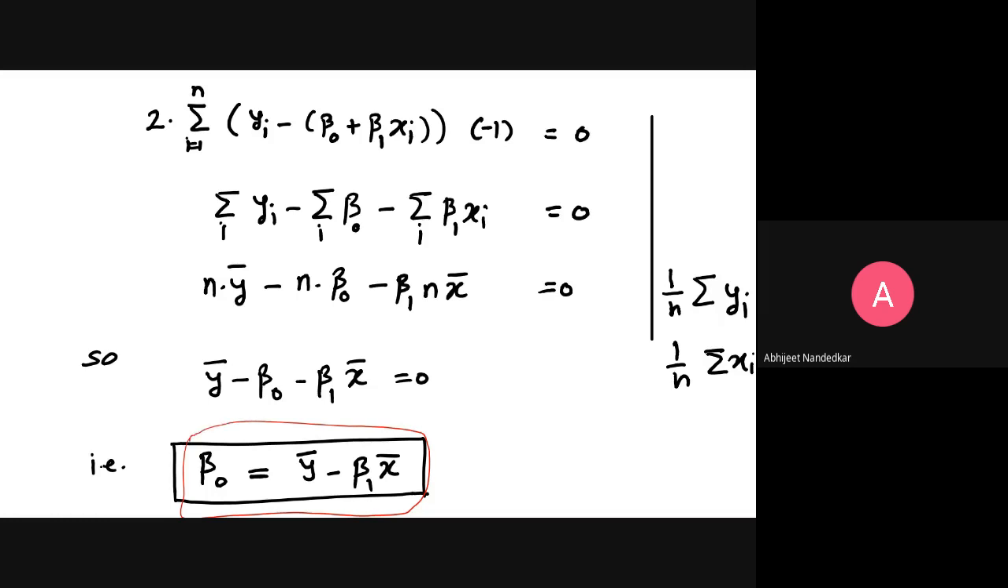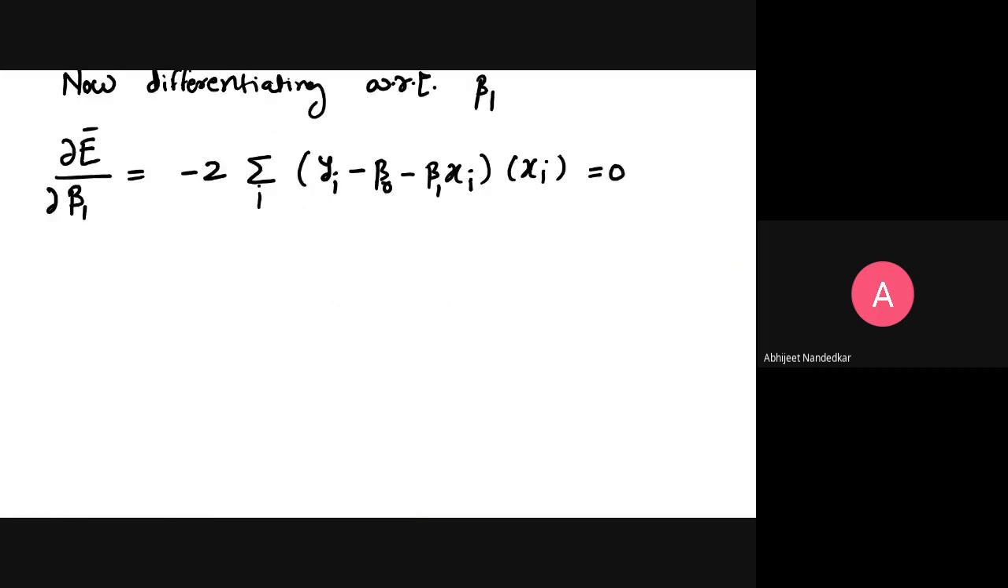The fact used here is this. y bar, that is the mean value of y for all the given samples, is like this, and x bar is the mean value of the x values. If you take help of this, then you will get beta 0 equal to y bar minus beta 1 into x bar. Here we still don't know what beta 1 is, but to calculate beta 0, if beta 1 is known, I can do it with the help of equation number 1.